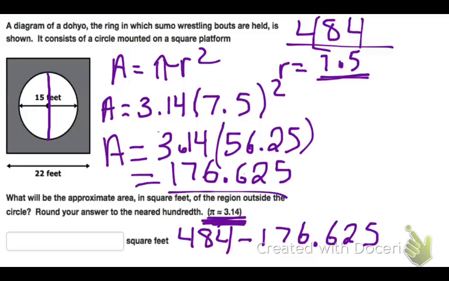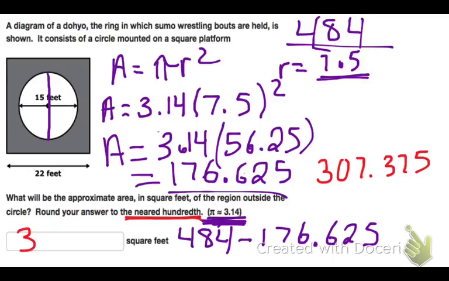And I'm sorry that I'm running out of room and this is really messy, so I'm going to write it in a different color. I'm going to write it in red. That gives me 307.375. And since it says round your answer to the nearest hundredth, my final answer would be 307.38.